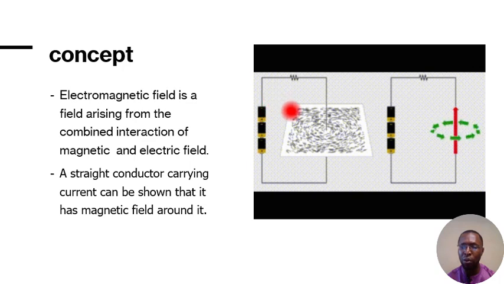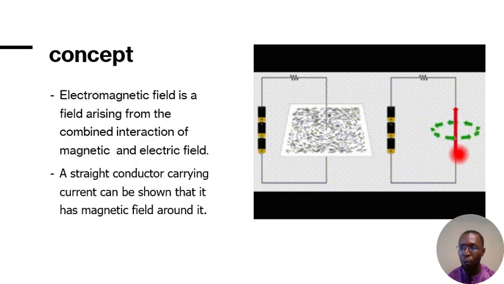When you do that, you will observe that the iron filings on the cardboard will come around the wire and form a kind of concentric circle around the wire. And that formation of concentric circle shows the direction of the magnetic field. Because for an iron filing to be attracted, that means there is a magnetic property. And this next diagram here shows the direction of the magnetic field.